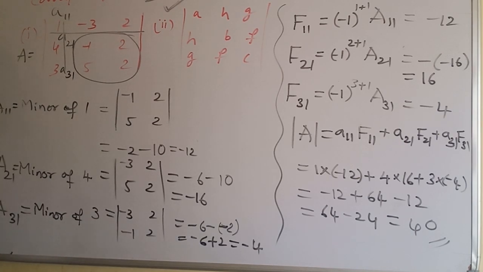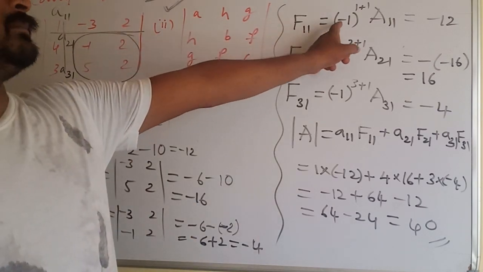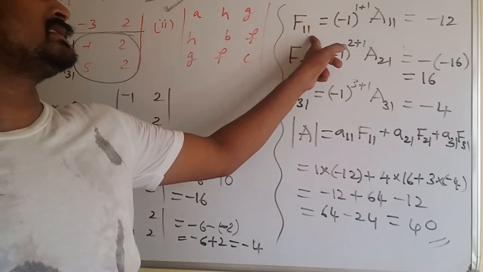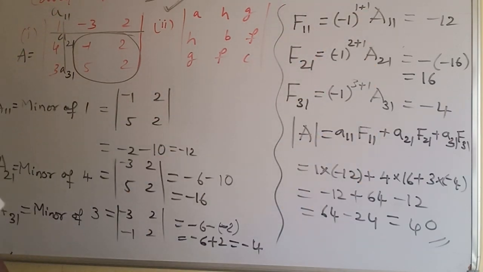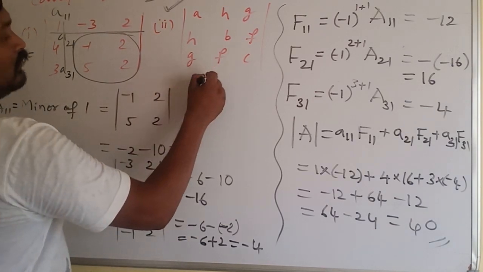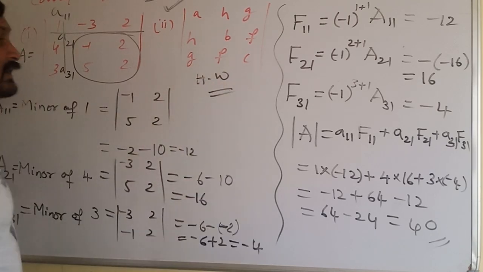Same method for A21 and A31. Once you have them, if you want F11, it is (-1) to the power of 1 plus 1, times A11. This is the formula; you complete it this way. So that is about your fifth one. The first one and second one are your homework. You complete it in your classwork.